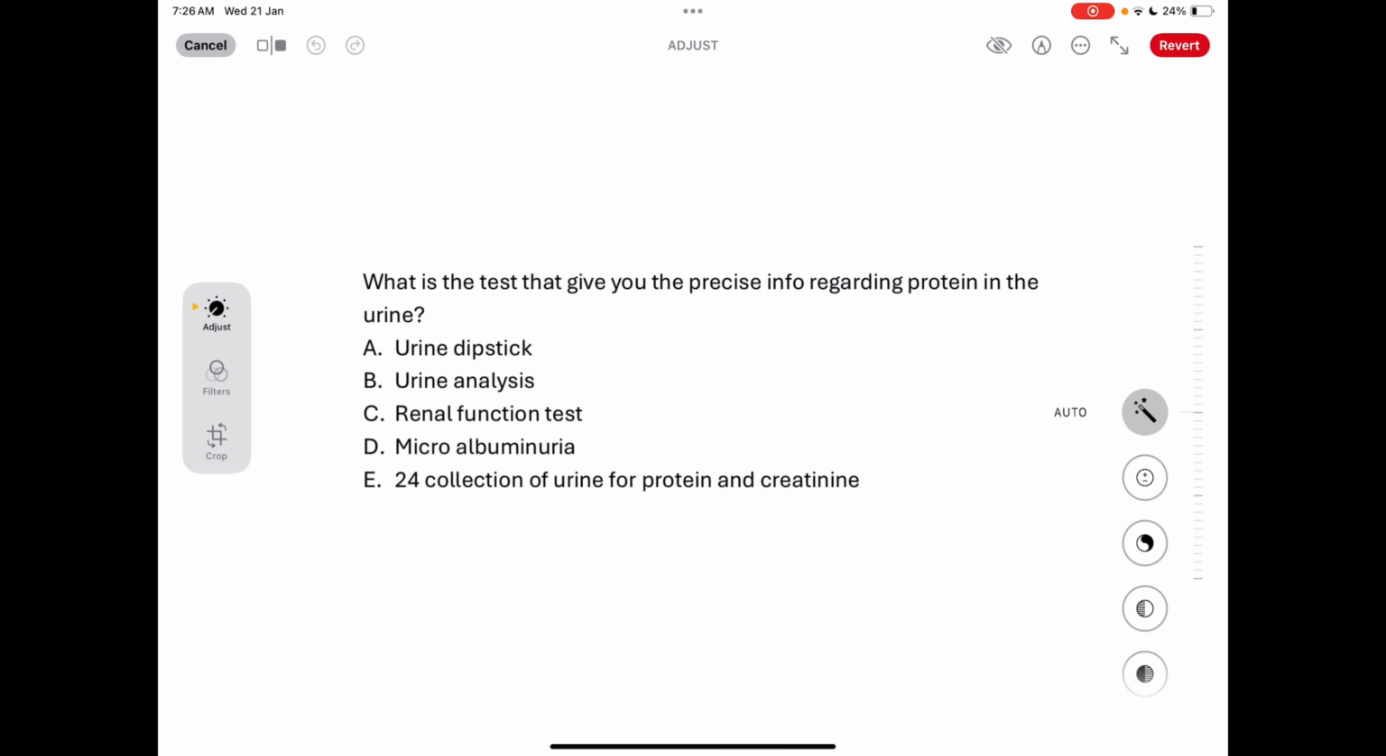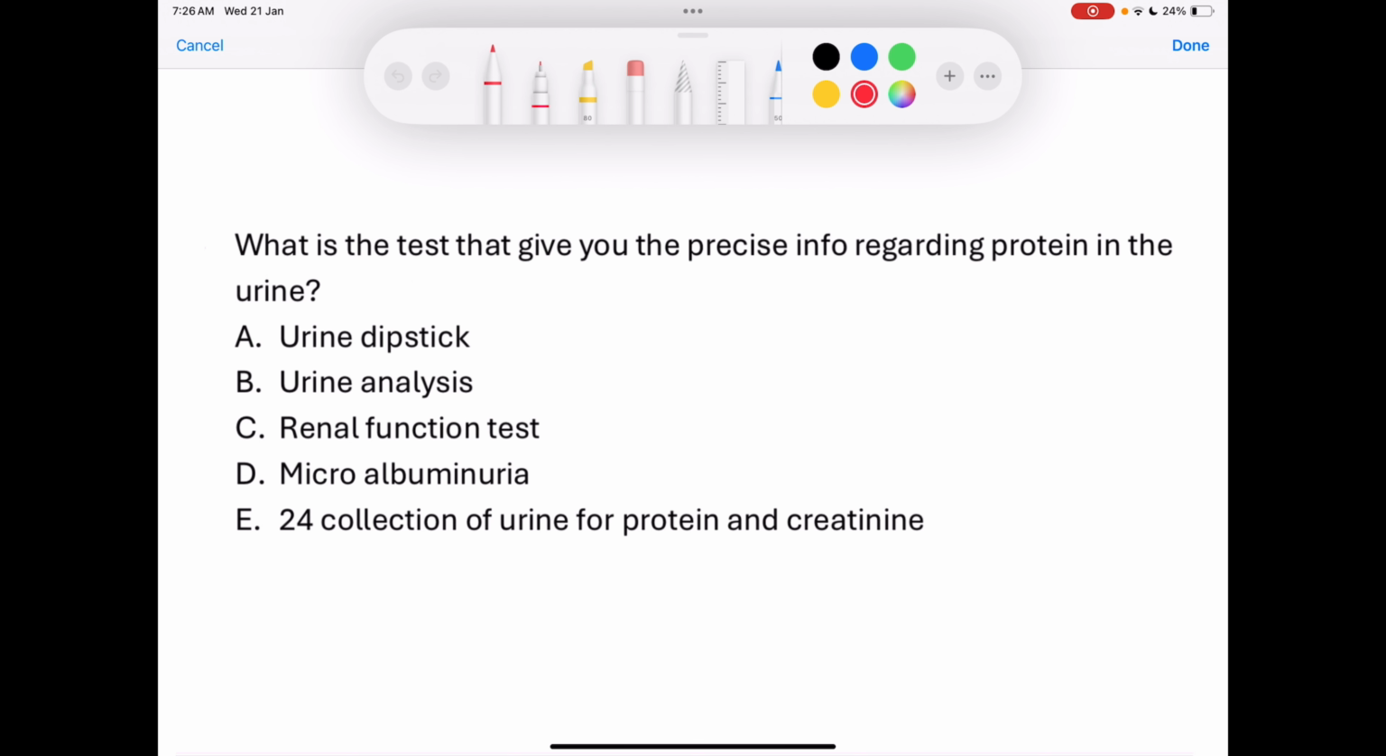Last one. What test gives you the precise info regarding protein in urine? 3, 2, 1. 24-hour collection. قلنا urine dipstick is part of a urine analysis, and a urine analysis includes visualization و description. الurine dipstick هو التست نفسه حق الستيك. قلنا عنده مشكلة واحدة إنه it is less sensitive to identifying the type of protein other than albumin. Renal function test ما يعلمنا عن اليورين نفسه، قلنا عن renal function. Microalbuminuria, is that even a test? Be for real. And so the answer is E.